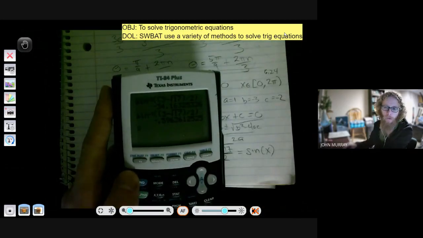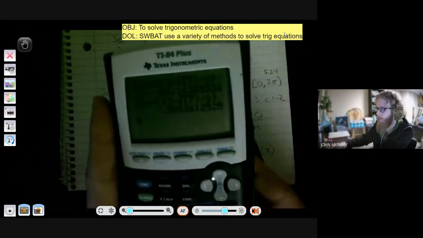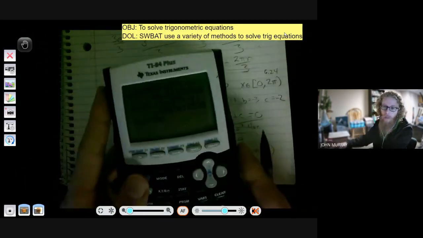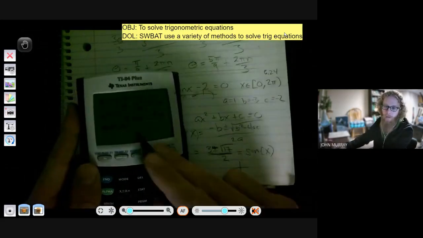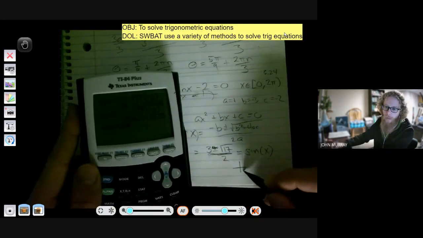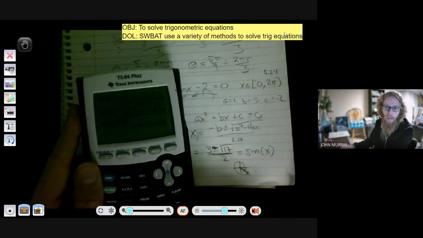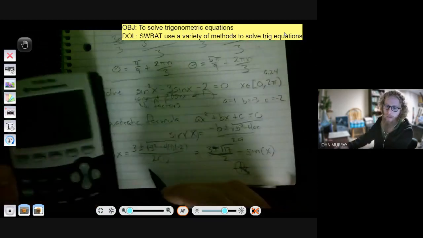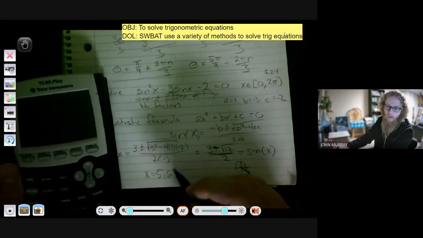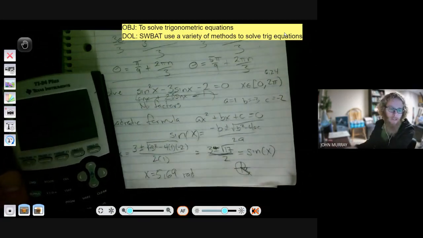So remember, what we can do is add 2 pi to this for one full rotation, right? Because if I was looking at the graph, -0.59 radians might be somewhere down here. So if I add 2 pi to it, I end up in the same spot. That's going to be about 5.69, and I'm going to say radians because I don't have a pi in there.